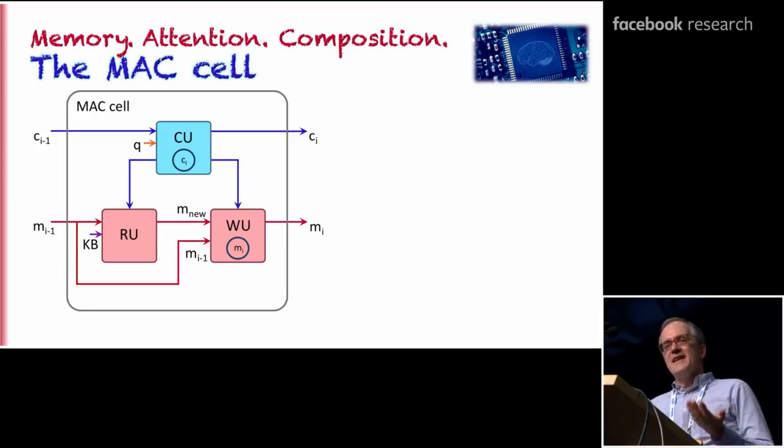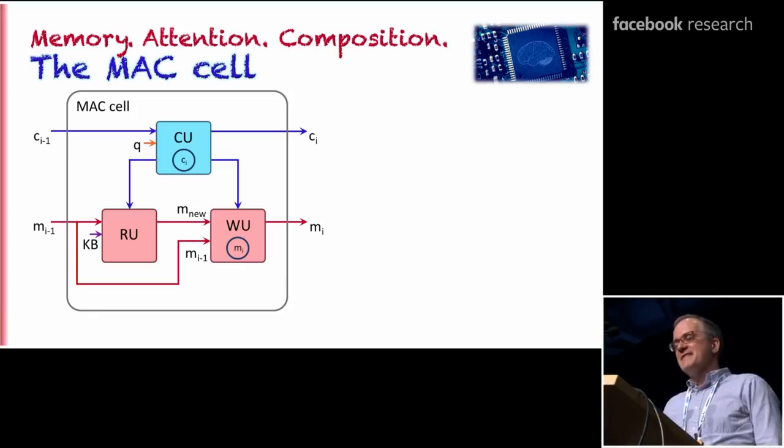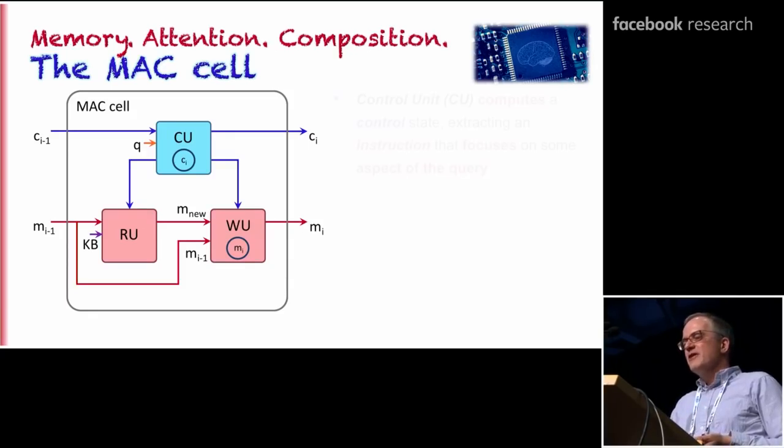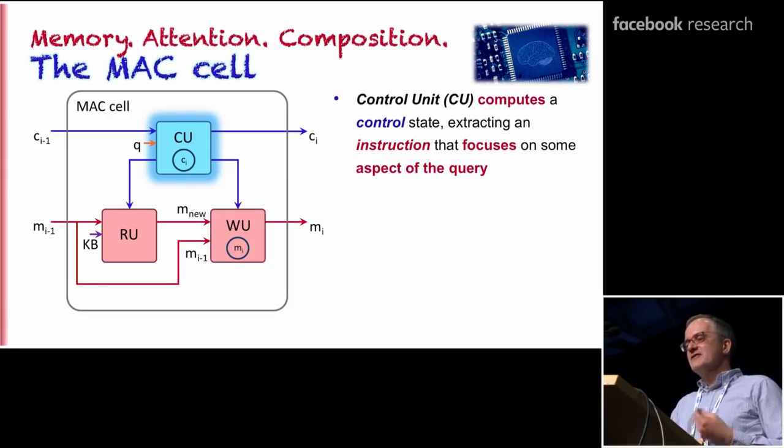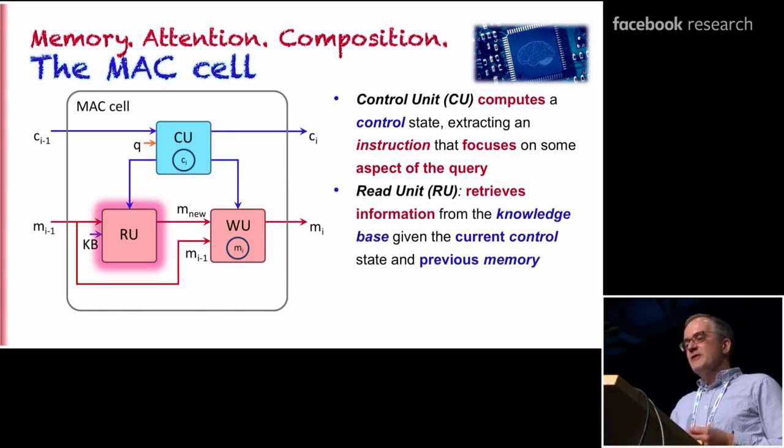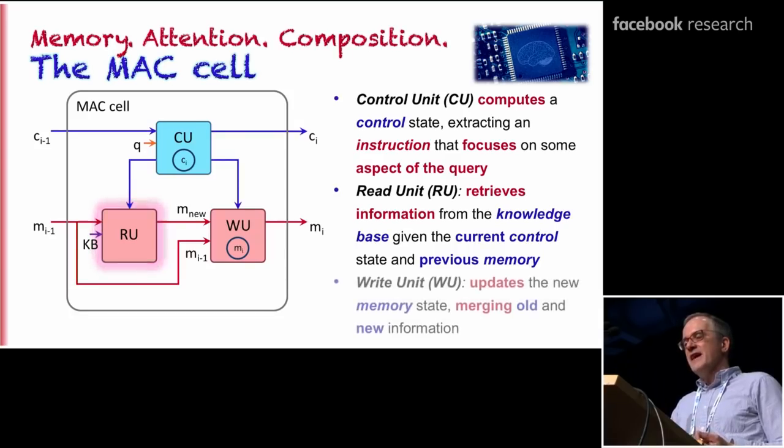There is a fundamental idea here, which is to think maybe there's actually something good in the kind of architecture that's been used throughout the history of computing, where control and memory are separated from each other. At any rate, that's a hypothesis that's being developed in this work. So the control unit computes a next control state, extracting an instruction from the query. Then the read unit retrieves information from the knowledge base, given both the previous memory, it's again working recurrently, and the current control. And then finally, the write unit is going to update and write the next memory, merging the newly found information with the previous memory to then write the next memory.